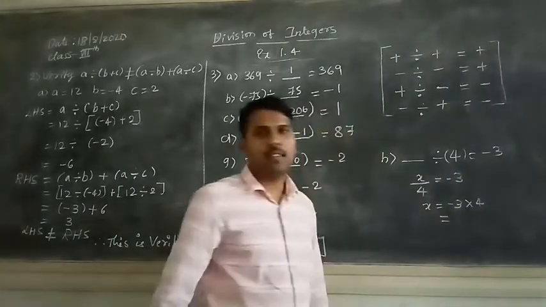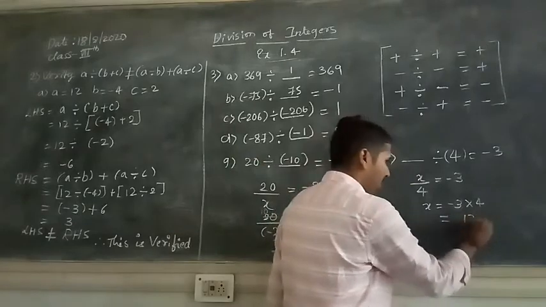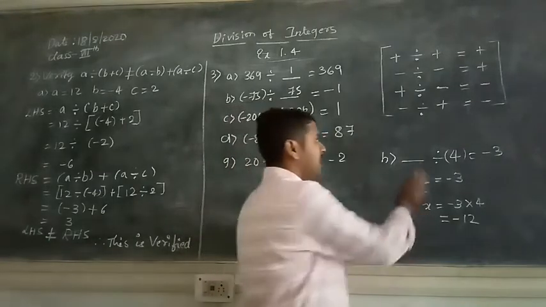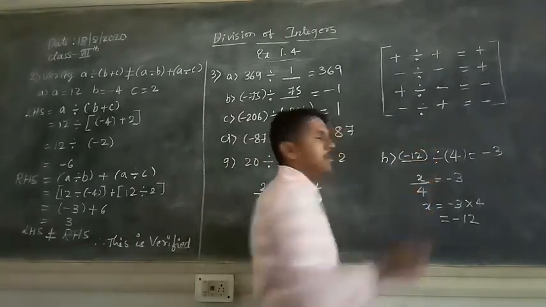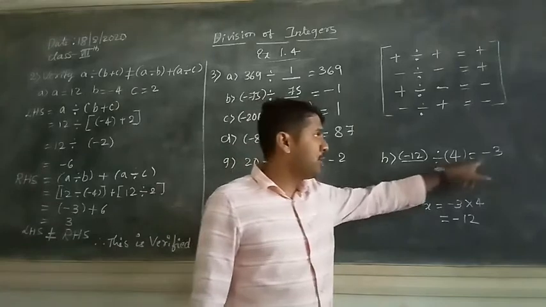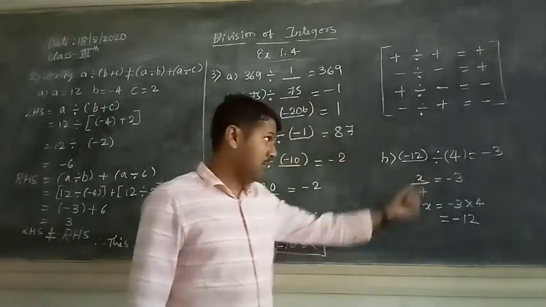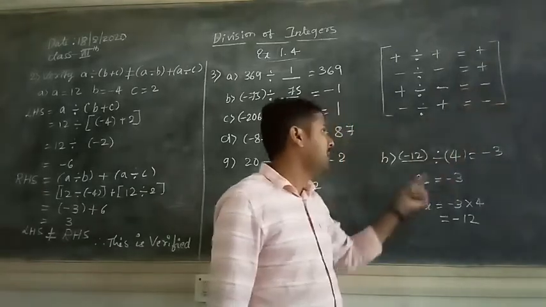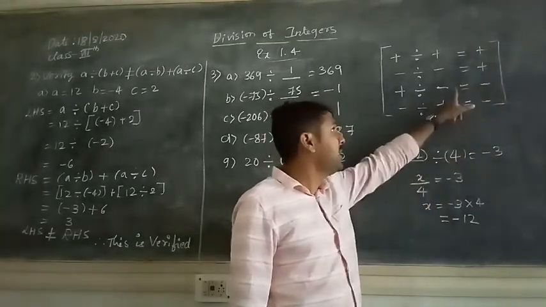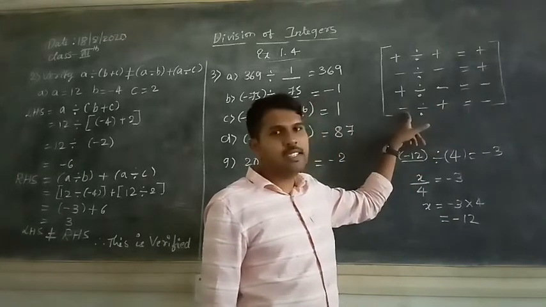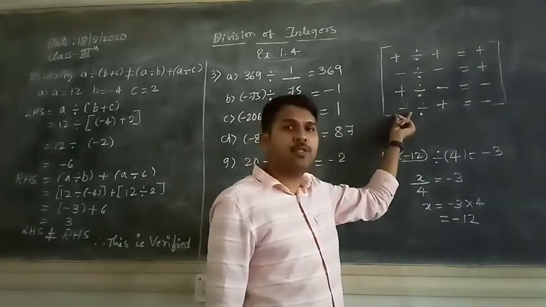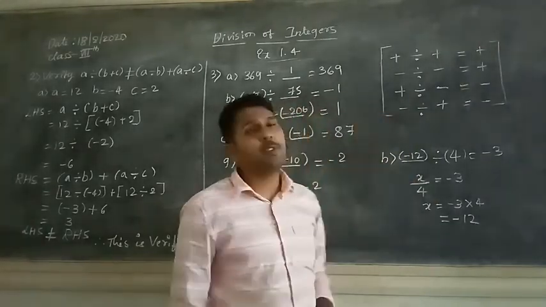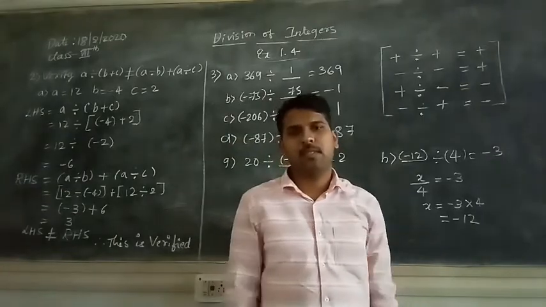So what will you get as the answer? 4 threes are 12. Minus into plus is minus. So the answer is minus 12. Minus 12 divided by 4 equals minus 3. Why? The resulting sign is minus. Two signs are involved and one sign is plus, that means the resulting sign should be minus, so the first integer sign should be minus. So minus 12. This is the way of solving these types of problems.